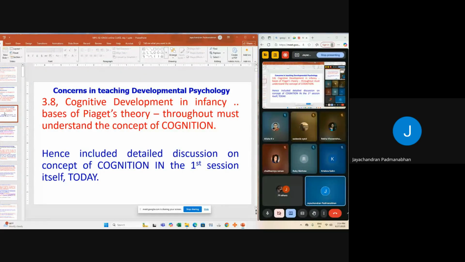The issue in teaching the developmental psychology of Freud is that Freud's theory is not mentioned here. Understand? So when Freud's theory is not mentioned here, if I am talking only about the developmental theory, you cannot understand anything. So it is a must for me to teach you Freud's theory also. That is why don't wonder why I am taking certain portions for other papers. This is also necessary because I want you to understand. Hence, including detailed discussion on the concept of cognition in the first session itself.